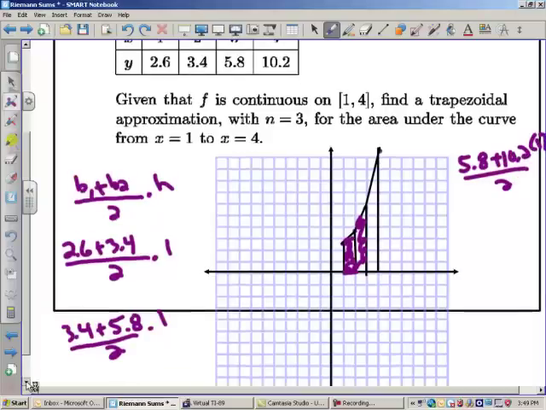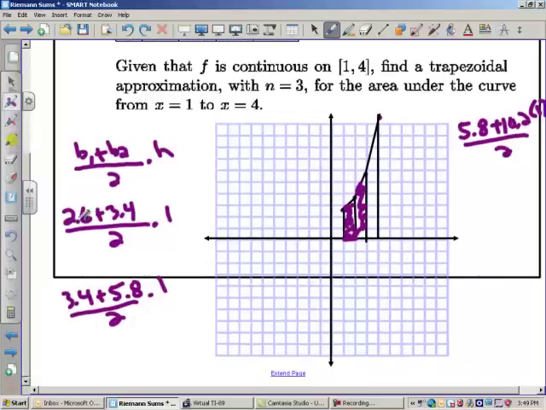So let's see if we can actually answer this one. 2.6 plus 3.4 is 6. 6 divided by 2 is 3. 3 times 1 is, well, that's 3. So the area of the first trapezoid is 3. 3.4 plus 5.8 is 9.2. Divided by 2, that's 4.6. That's the area of the next one. And then 5.8 plus 10.2, well, that's 16. Divided by 2 is 8. So I have 3 areas to add, and I get 15.6.